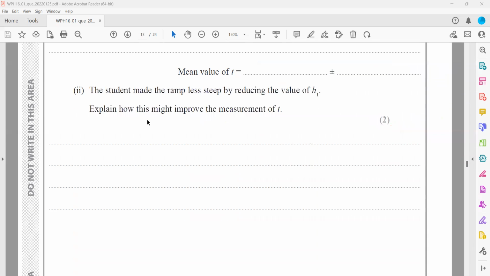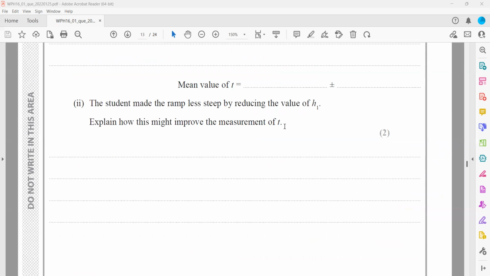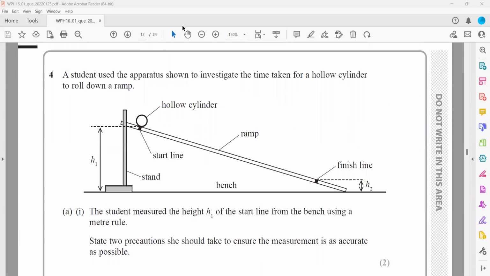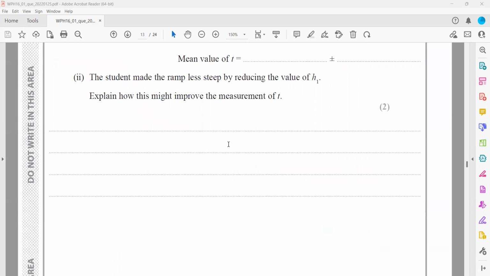When the student made the ramp less steep, he reduces the value of H1. Explain how this might improve the measurement of time. When the student reduces H1, the inclination or the angle will decrease. If the angle decreases, it will take longer time. The idea is how this might improve the value for the time.